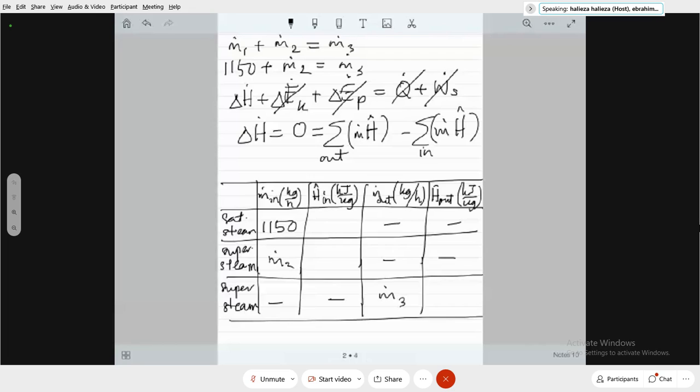Okay, what's coming in is M2 and M3. This is M2, this is M3. Now putting in the values of your enthalpy. You haven't got the values yet, so let's look at our steam table. I'm going to stop sharing this and show the PowerPoint so that we have the steam table there.